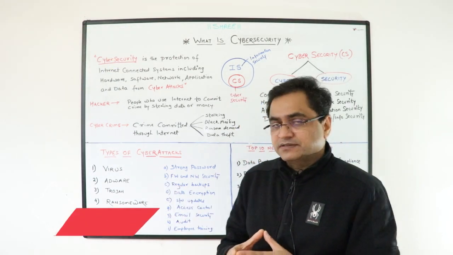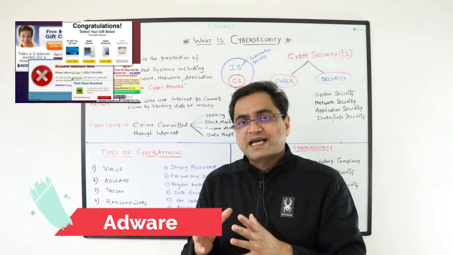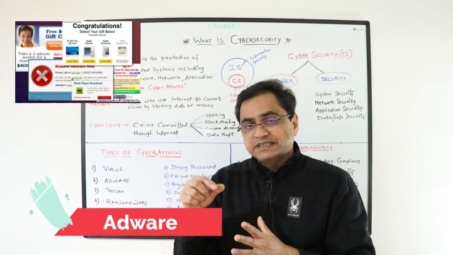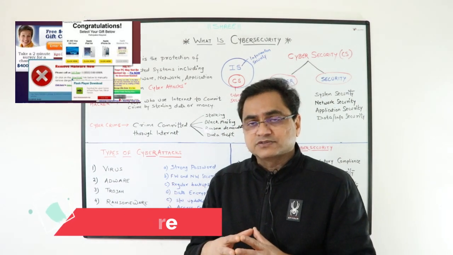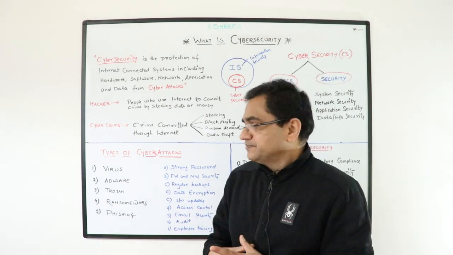The second one is adware. It's a group of malware programs which sends pop-up messages. Here the hacker creates a software, and when the user downloads and installs it in his system, the hacker gets control of his system, and then can steal the data or destroy the data.